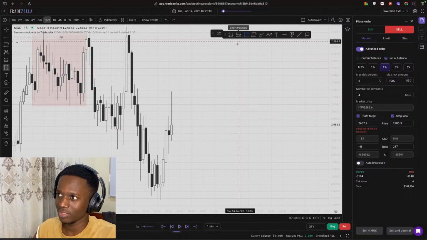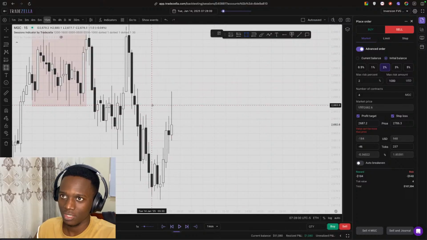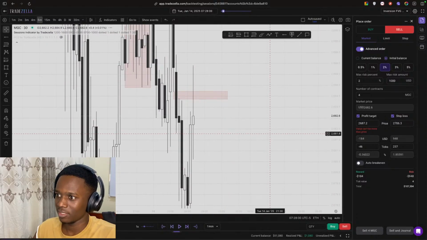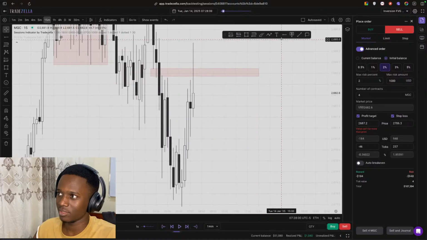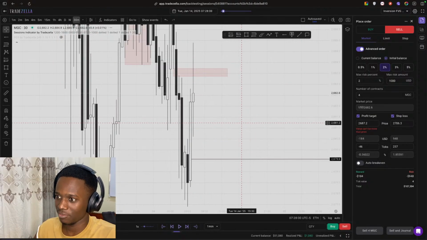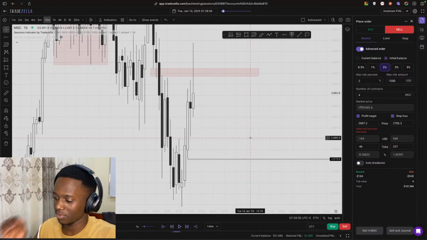Okay, you can see we retraced into this small, wait, 30 minute. That's a very, very small gap here. Now checking the 30 minute, we have an unfilled gap here, so that will keep my eye open for that. It's a 15 minute, yeah.